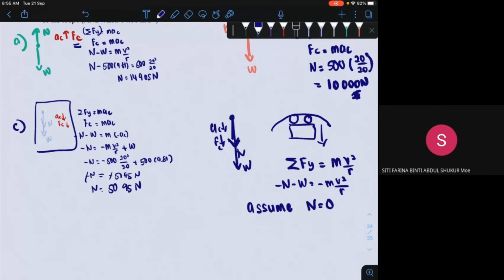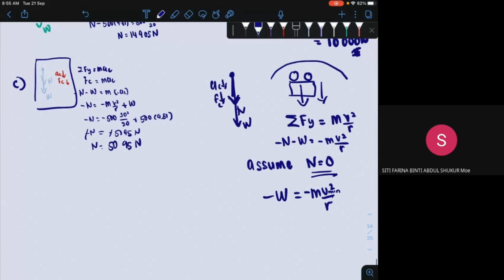Okay, bila kita cakap N kita kosong dekat sini, dia tak bersentuhan. Maksudnya the track is no longer touching your car. So bila tak sentuh, the track cannot exert the normal force. So sekarang kamu punya kereta hanya akan ada weight dan dia akan start to jatuh. So you assume N is equals to 0, you're going to end up with negative W sama dengan negative mv square over R. Dekat sini, you have to write subscript minimum because we are talking about kelajuan yang paling minimum. So to find minimum speed, to find minimum V, you have to assume N kamu adalah kosong.